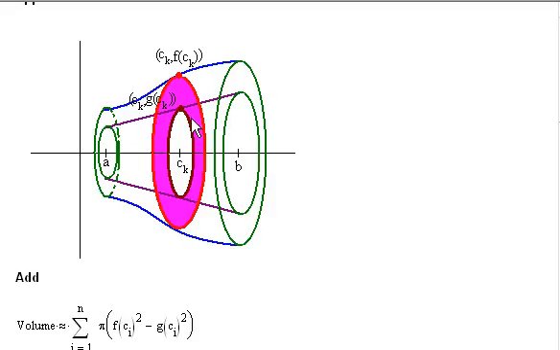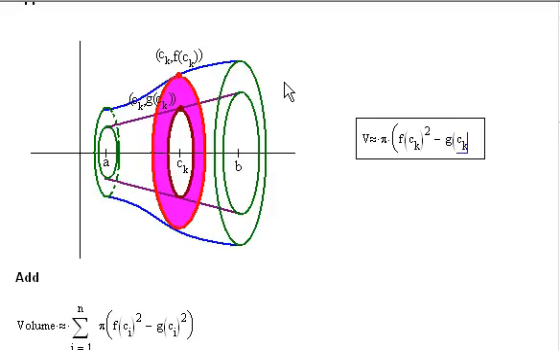The volume of one washer is pi. I should write that. Volume is approximately equal to pi times the outer radius, which is f of c sub k squared, minus the inner radius, g of c sub k squared, and all that times the thickness of that washer, I want to say times delta x sub k.